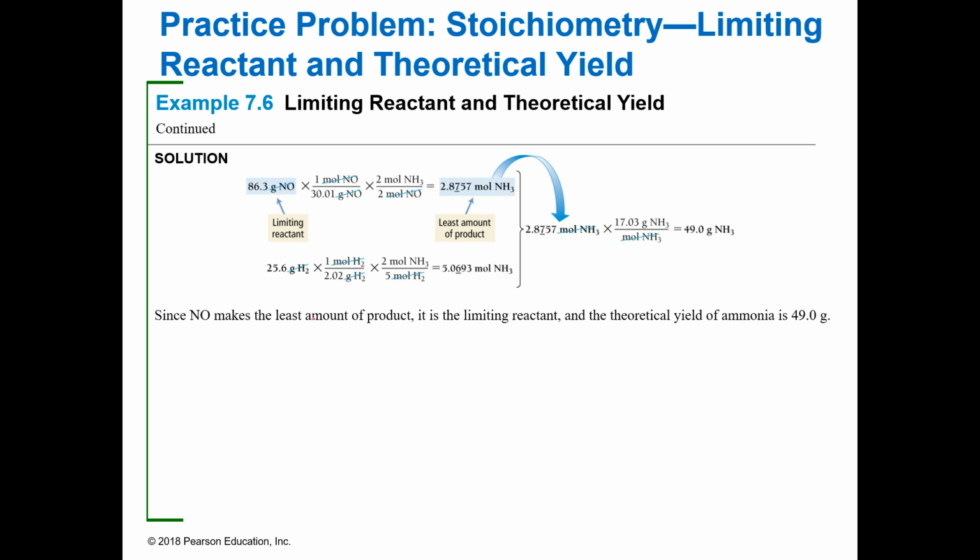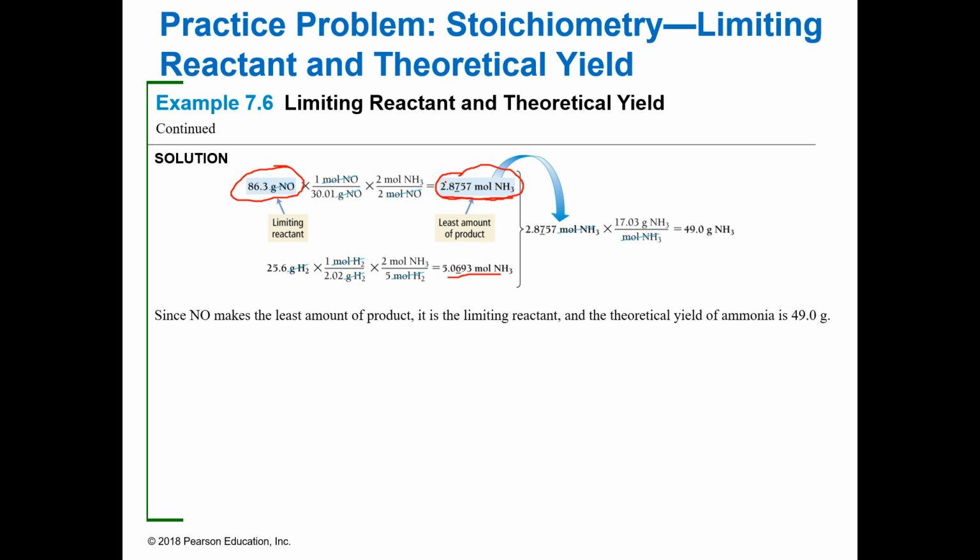Okay, so let's do it. Here we're taking the grams of nitrogen monoxide, and we go to moles of ammonia. So this actually is just taking this to moles at the moment. So if I react my 86.3 grams of nitrogen monoxide, I'm going to form 3 moles of ammonia. If I react 25.6 grams of hydrogen, I'm going to make 5 moles of ammonia. You can look at your moles here. Which one's the least? The least is coming from the nitrogen monoxide. So the nitrogen monoxide is going to be my limiting reactant.